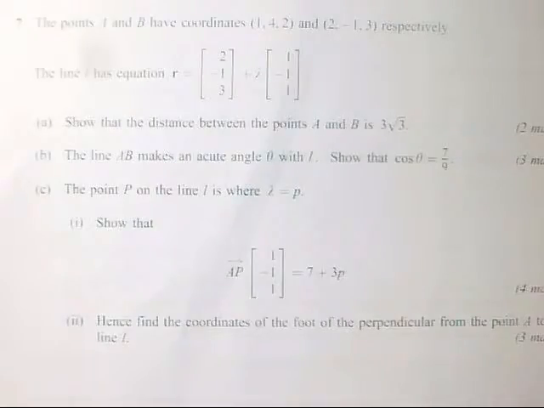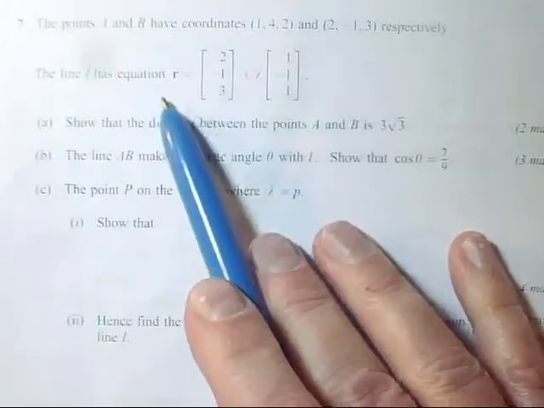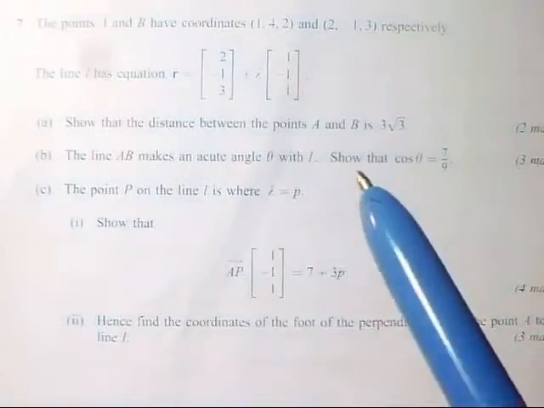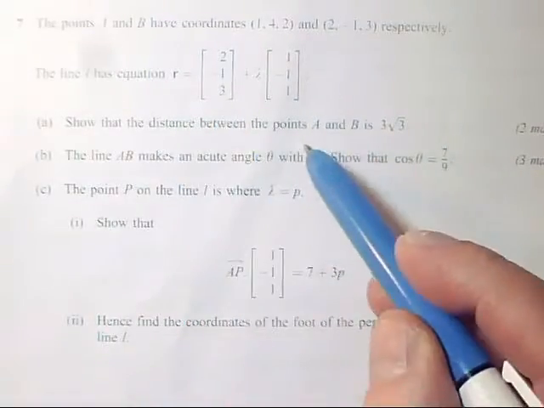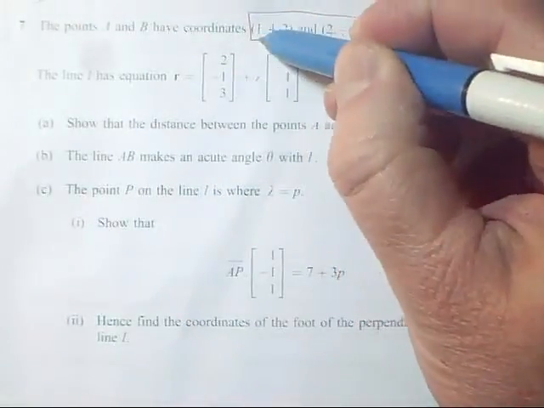Okay, here we've got the vectors question. We're given points A and B and their coordinates, and we're given a line in the standard format for a line. So what we've got to do first of all is find the distance between A and B. So I don't think we need the line yet. We've just got two pairs of coordinates.